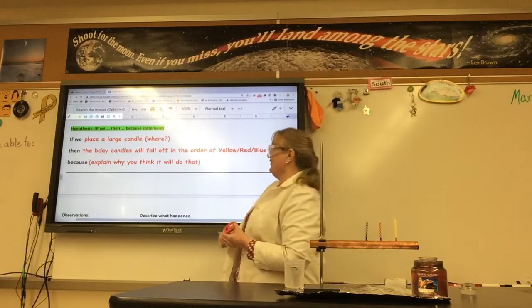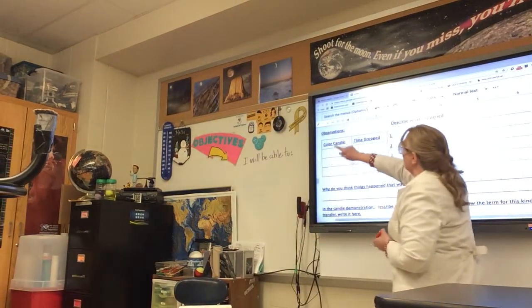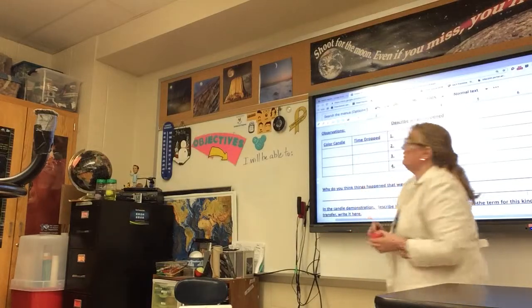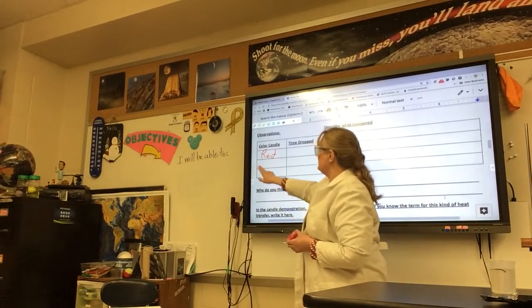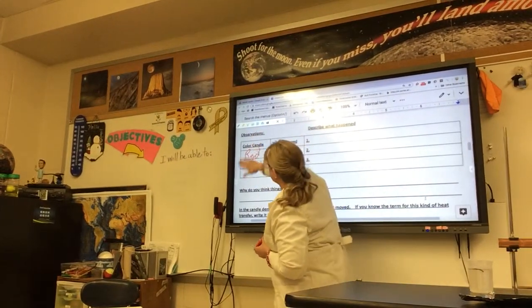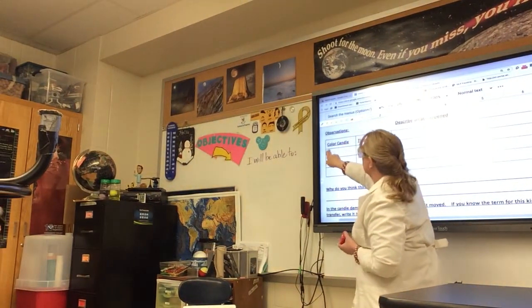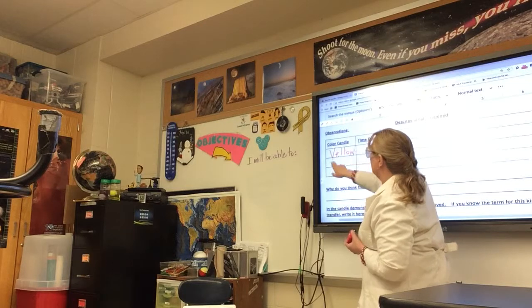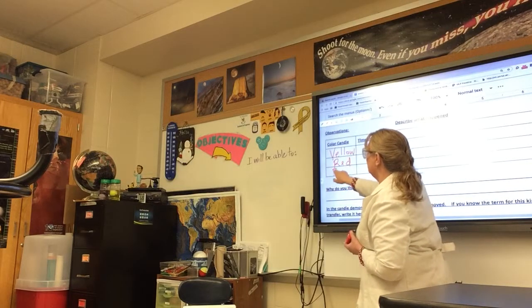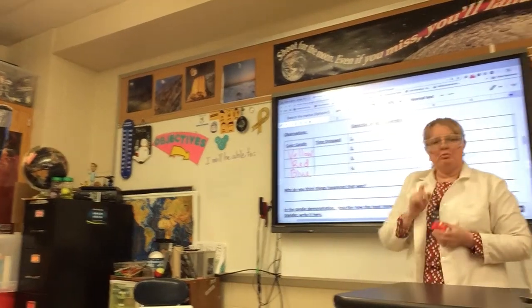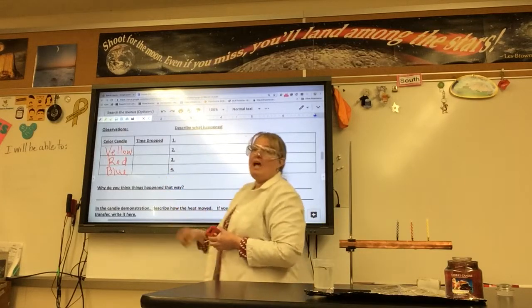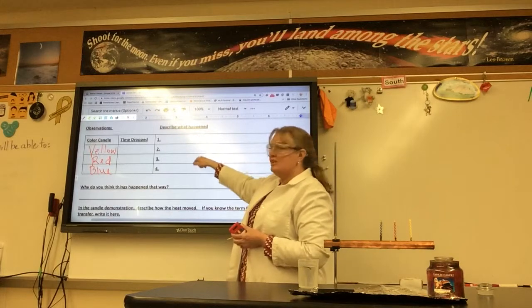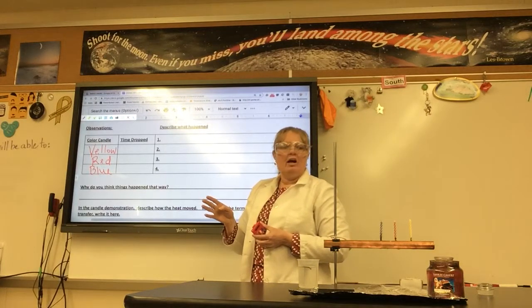All right, you're back, I hope. So, in order to do this, we need to make some observations. We're going to add the color of the candle: yellow, then red, then blue, because that's the order we want them to fall in. And we're going to set a timer so that when it actually hits that time, we're going to record what time it dropped. And while this is going on, you need to be writing 4 observations, all right?